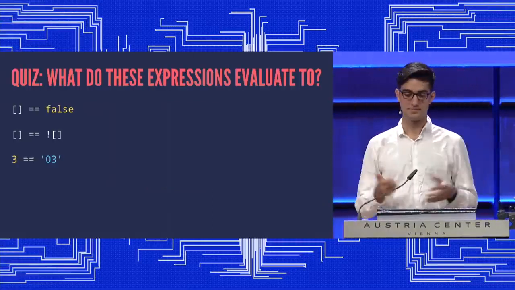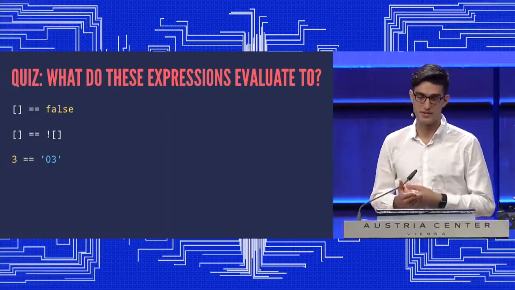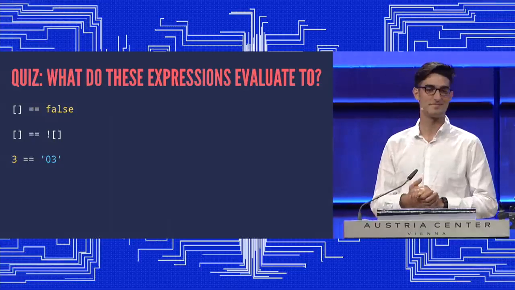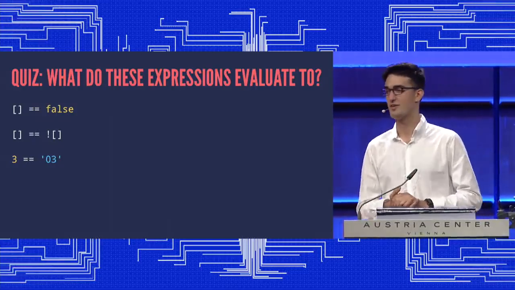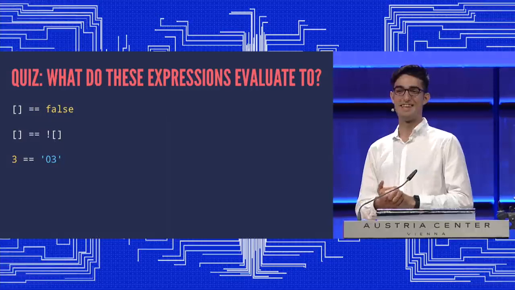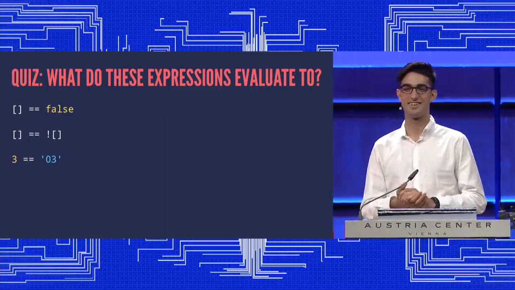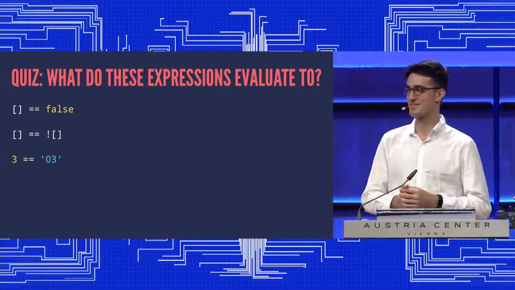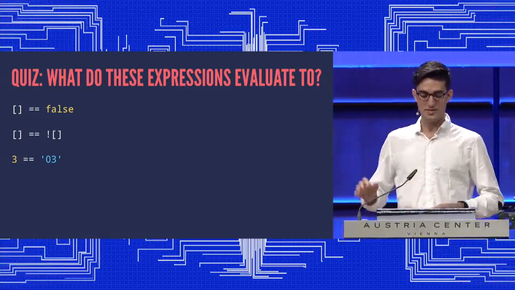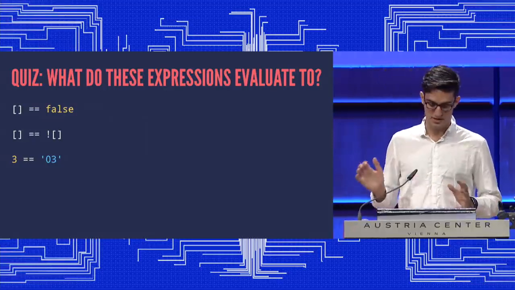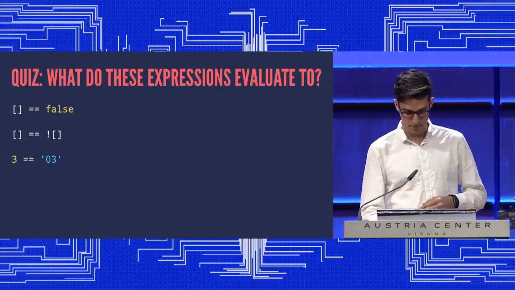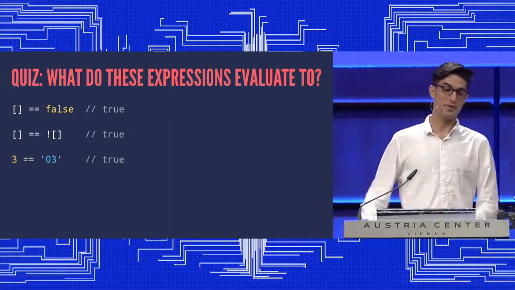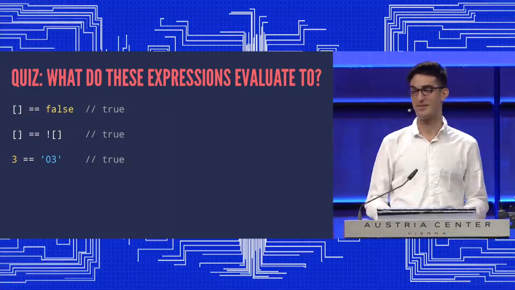So here's another quiz. What do these expressions evaluate to? OK, raise your hand if you think you know. I think I see 0 hands. Exactly. Someone, there's a smarty pants over there. So these should probably never appear in any code base, honestly. These are using the double equals operator, which is very confusing. So it turns out they're all true, obviously, right?